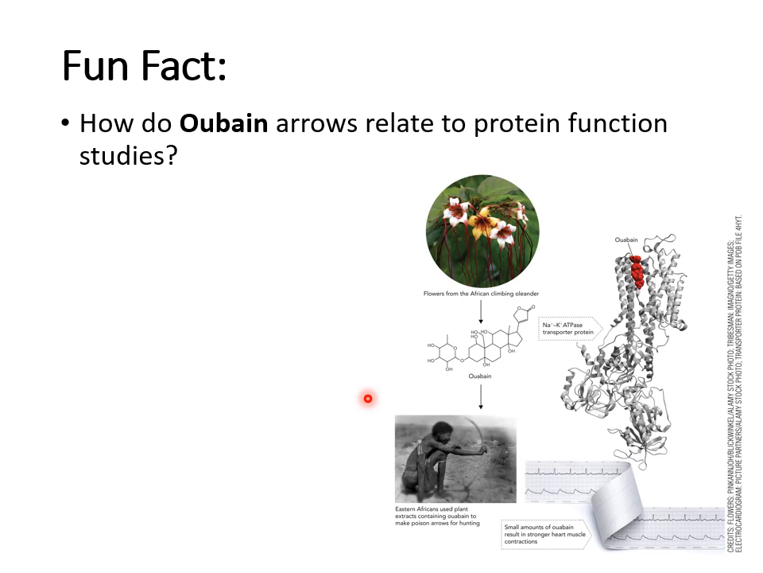Okay, so again, the main idea is that ouabain is inhibiting the sodium potassium ATPase transporter protein and affecting the heart's ability to relax after contraction. And we're going to look at that a little bit later on in this lesson.